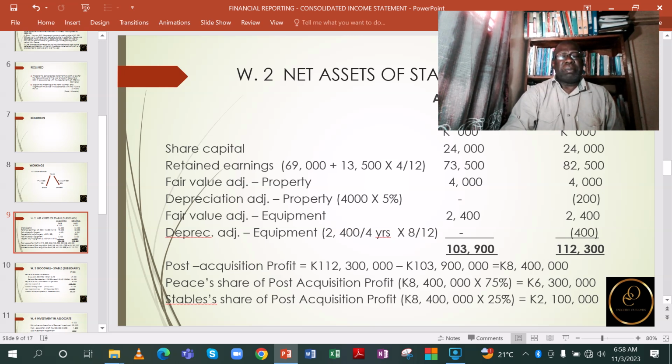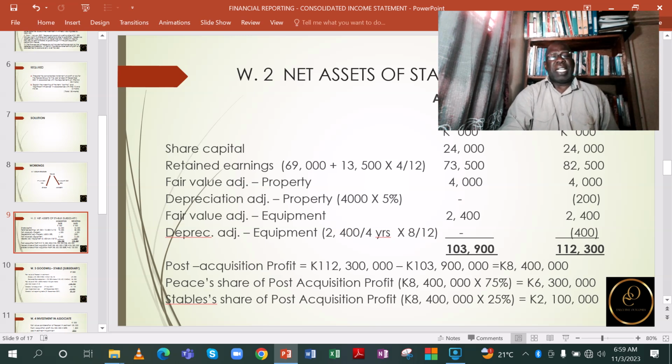Equally, in the same manner, we have the fair value adjustment relating to equipment, as I've already mentioned. That is 2,400,000 kwacha. So at acquisition, we add 2,400,000 kwacha. At reporting date, we add 2,400,000 kwacha. Then this brings with it the depreciation adjustment.